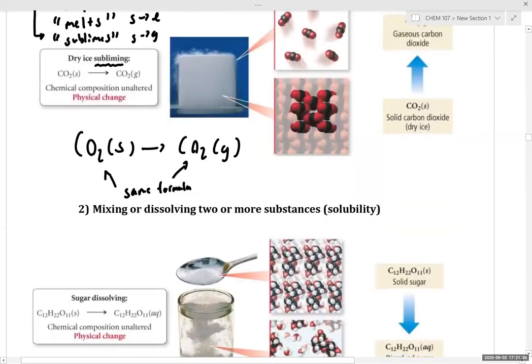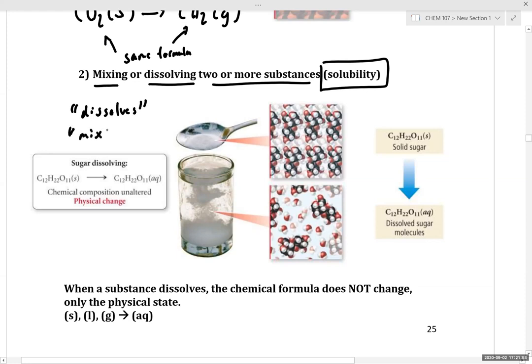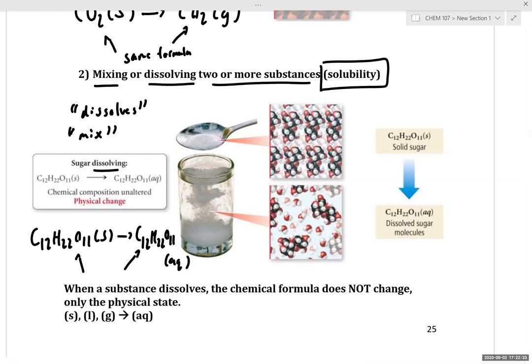The other common physical change that you need to be familiar with is mixing or dissolving two or more substances. So the key words are solubility, dissolves, and mix. Okay, so when a substance dissolves, looking at sugar, when sugar dissolves, we're going from the solid state to the aqueous state. But again, as we've seen time and time again, does the formula change when sugar dissolves?